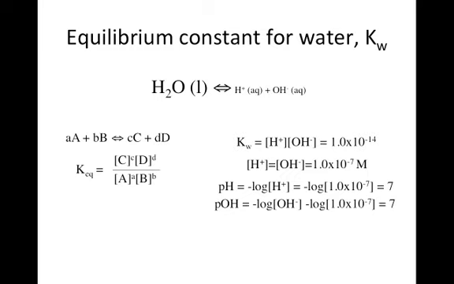We will discuss the meaning of pH and pOH on the next slide, but for now, know that you can calculate the pH by taking the negative log of the hydrogen ion concentration, and you can calculate the pOH by taking the negative log of the hydroxide ion concentration. Because the concentration of H+ and the concentration of OH- are the same, the pH and the pOH are both equal to 7.